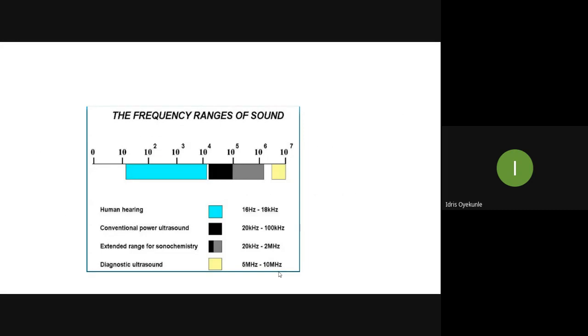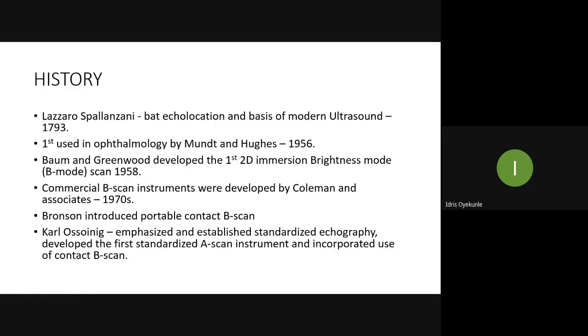So here we can see the frequency ranges of sound that exist. The human hearing can only pick between this frequency of sound waves, which is between 16 hertz to 18 kilohertz. Anything beyond that, the human hearing cannot pick. So just a little history.